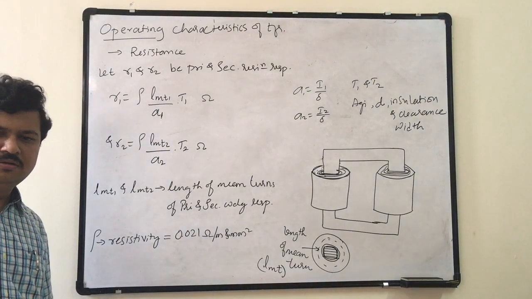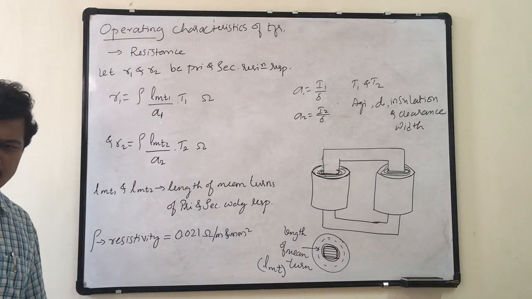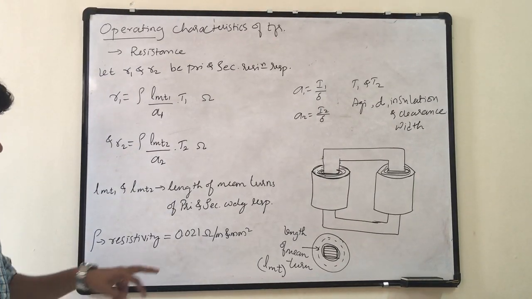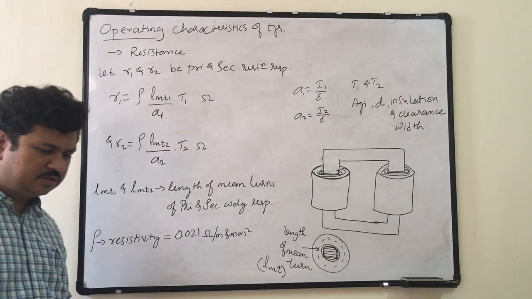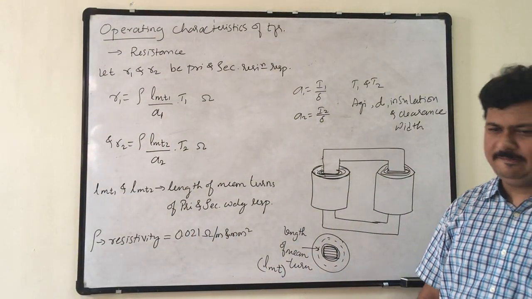So if I take a conductor of length 1 meter and area of cross section 1 meter square, whatever the resistance I get, that is resistivity rho. But the fundamental definition of resistivity is the resistance of unit volume of the material.